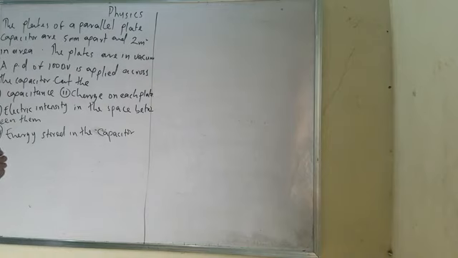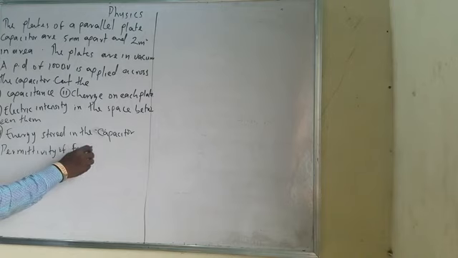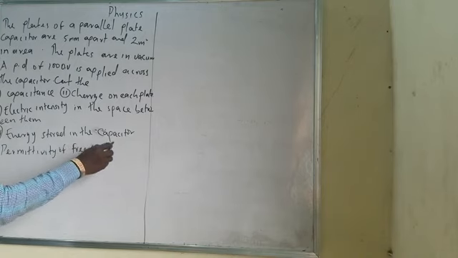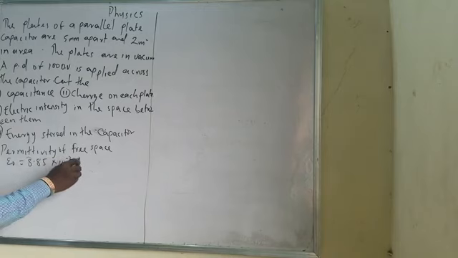Now, the permittivity of free space is equals to 8.85 multiplied by 10 raised to the power minus 8.